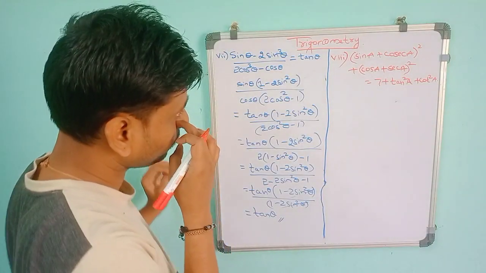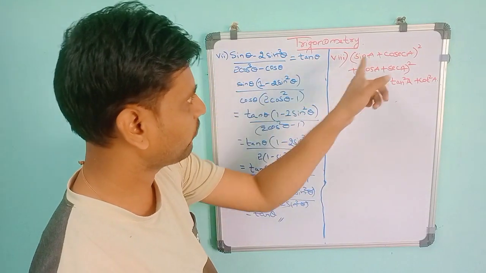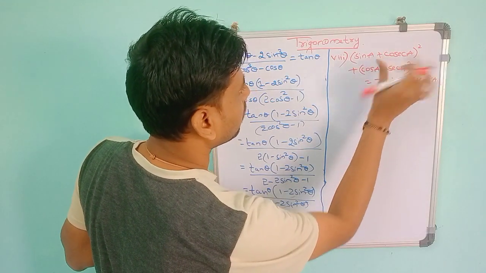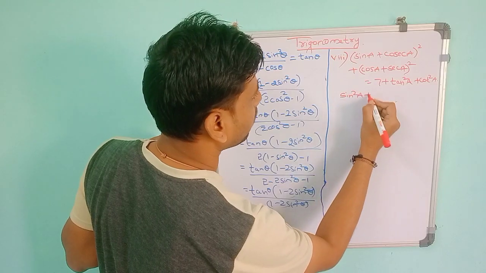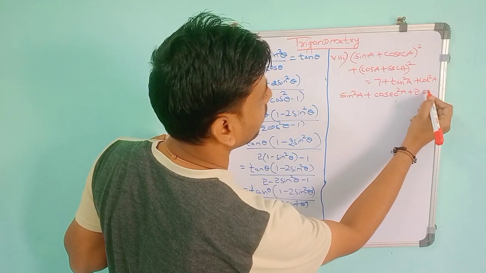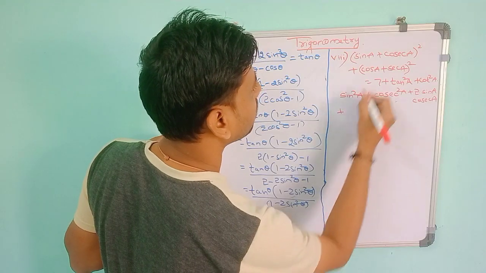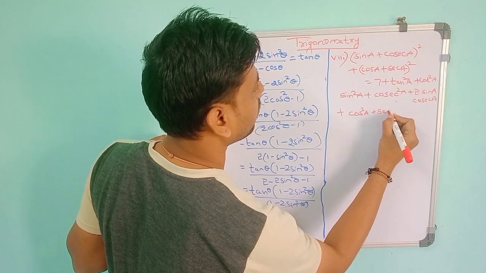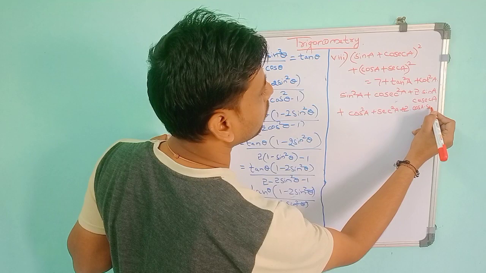So for this one, we want it in terms of tan and cot. It is in the form of sin and cosec. So first you split it in terms of A plus B whole square. Then you will get sin square A plus cosec square A plus 2 sin A into cosec A, because it is 2AB. Like that plus this one same, cos square A plus sec square A plus 2 into cos A into sec A.